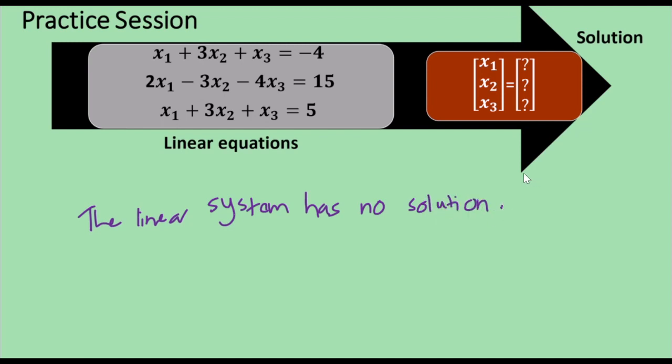Why is it so? When you look at the first linear equation here and the third linear equation here, they are inconsistent. So this is because the linear system is inconsistent.